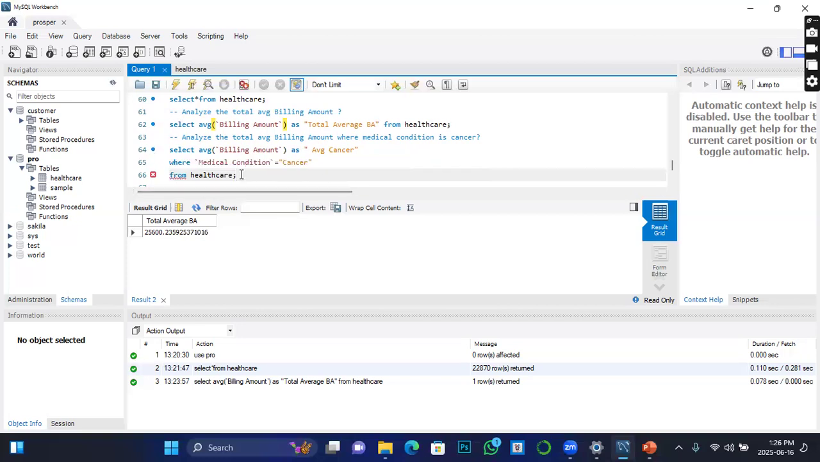So we have to substitute it now. Let's go back again. Select AVG, whatever, as what? This. From. So remember, this was the same thing we noticed the other time. That is what?